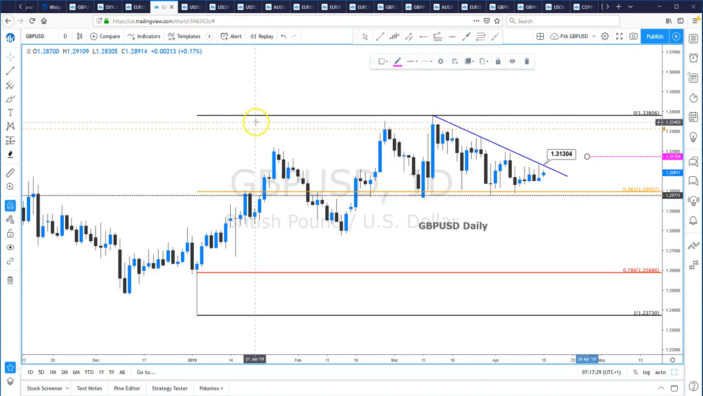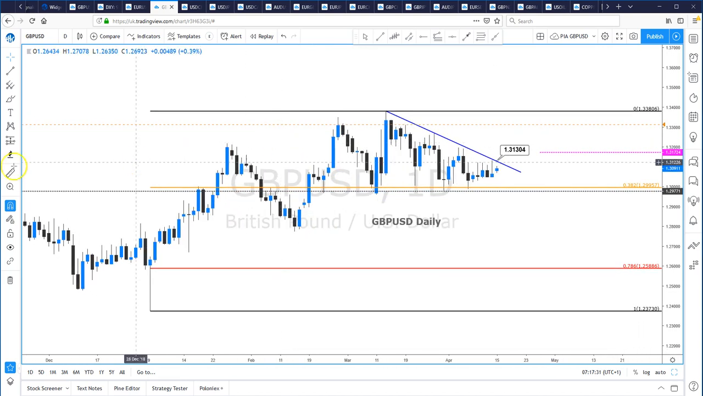Sterling dollar, showing the daily chart here. We've had mixed volatile trading, obviously, with everything that's going on in the UK and Europe, really, with Brexit. 22 days of mixed trading. It does look to be forming a descending triangle formation. 131.30 is the trend of lower highs.